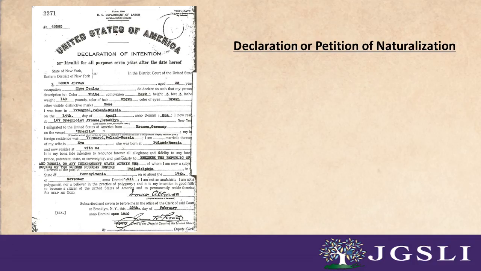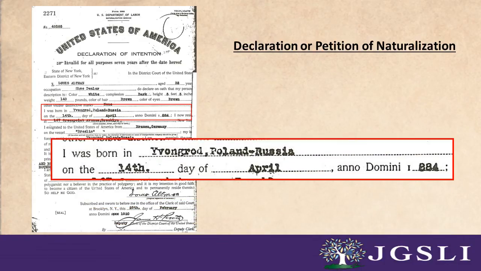Number 2. Naturalization documents. Both the declaration and the petition for naturalization ask the immigrant where they were born. The answer usually given is the actual town name instead of a region or closest big city. Naturalization documents are some of the best documents you can find for much of your ancestors' information.